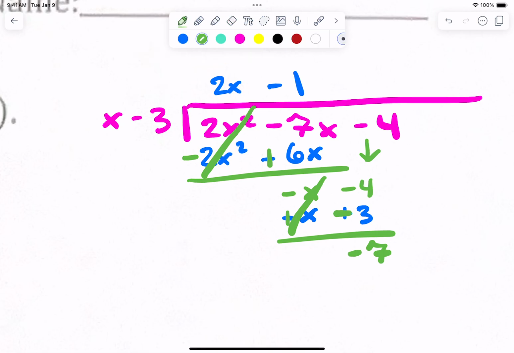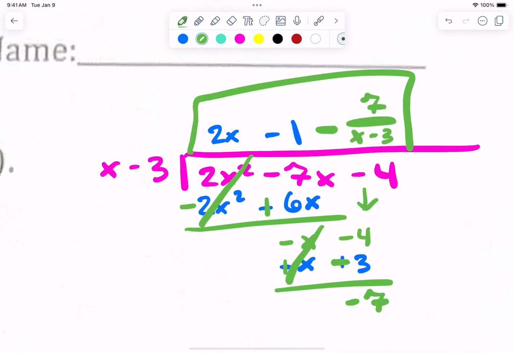So how do I write that? -7 over x minus 3. Because it's -7, you could also put plus -7 if you wanted to, right? But I'm just going to do -7 over x minus 3. That is my whole answer.